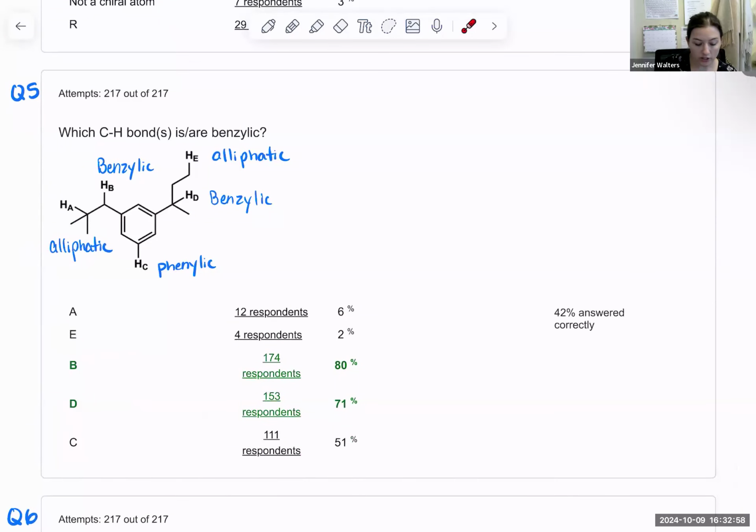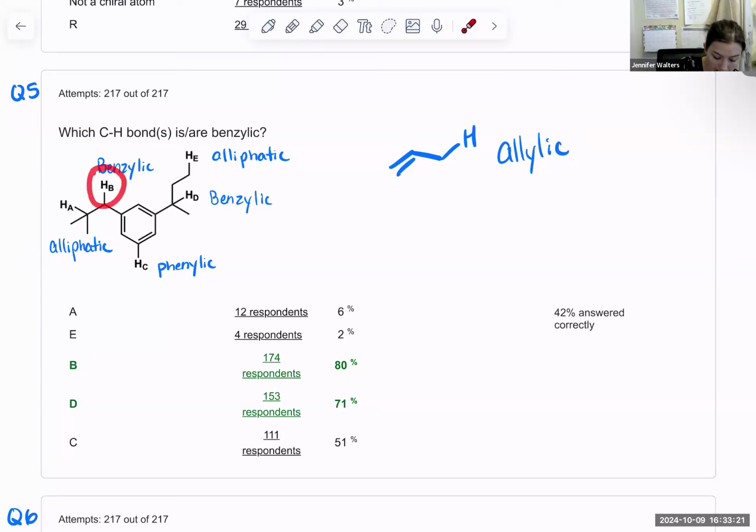Question 5, which CH bonds are benzylic? Benzylic means you're one away from the benzene. If you are directly on the benzene ring, then you are phenylic. And if you are away from anything, then you're aliphatic. And if you're one away from your double bond, then you are allylic.